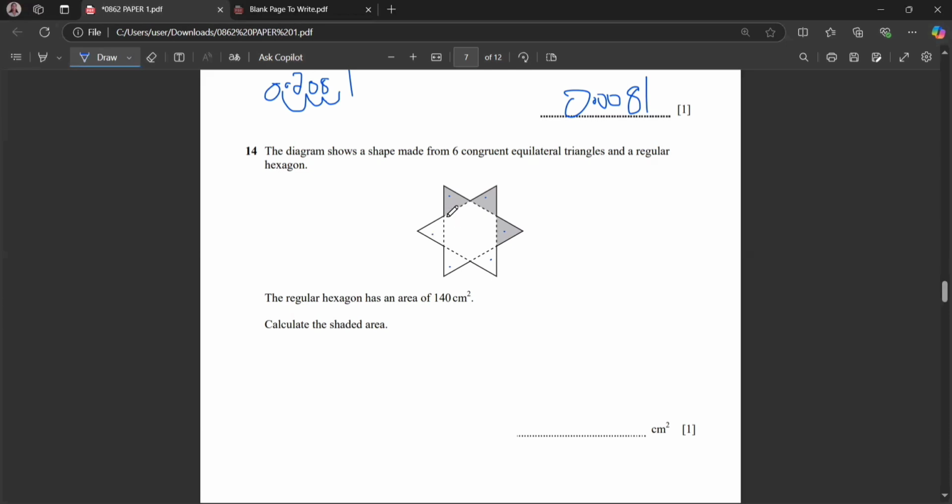Regular hexagon is also given, where if you notice the base of these 6 congruent triangles are the sides of the hexagon.